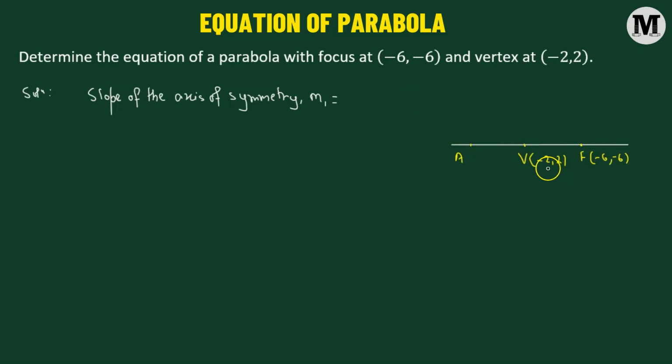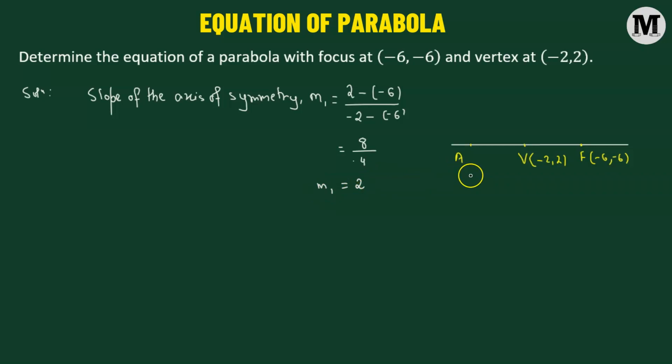We start with the y coordinate of the vertex, that's 2. From here we subtract the y coordinate of the focus, that's -6, divided by, since we started with the vertex, the x coordinate of the vertex, that's -2, minus the x coordinate of the focus, which is -6. Solving this, 2 minus (-6) is 2 plus 6, that's 8 in the numerator, and in the denominator we have -2 plus 6, that's 4, which means the slope of the axis of symmetry line comes out to be 2.